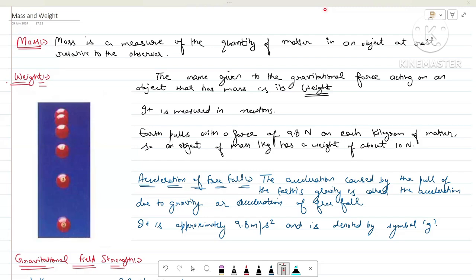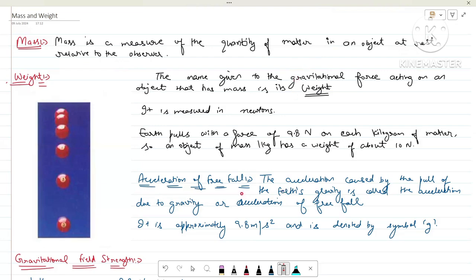What is mass? Mass is a measure of the quantity of matter in an object at rest relative to the observer. Here it is important to mention "at rest" because when the object is moving, there will be a change in the observed mass. So if the observer is at rest, then the quantity of matter is mass. The more the quantity of matter, the more the mass.